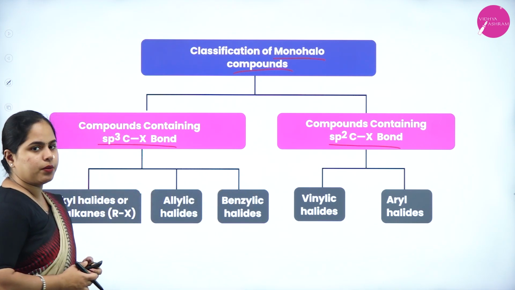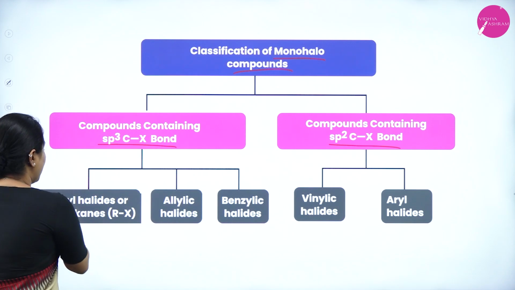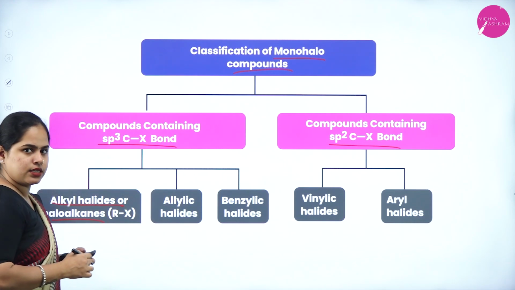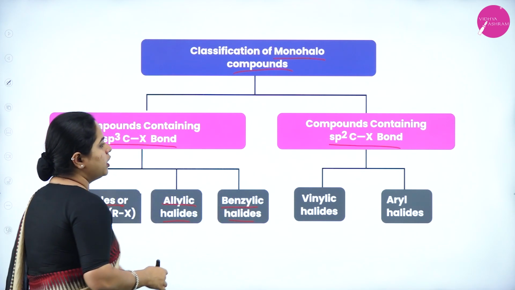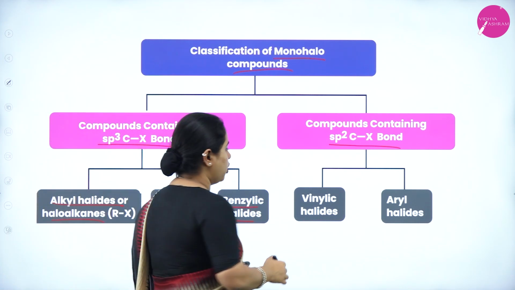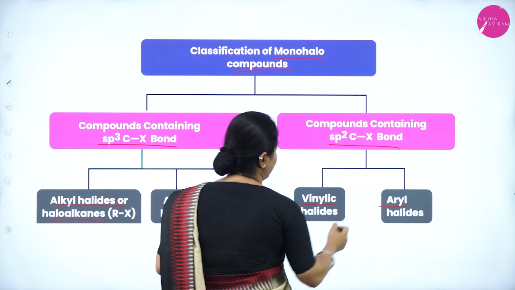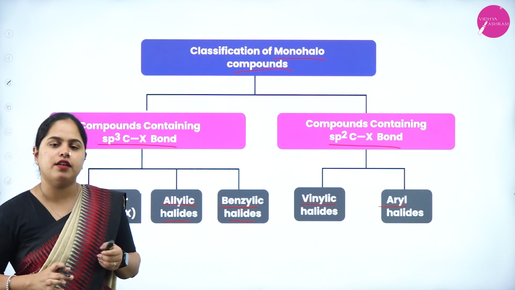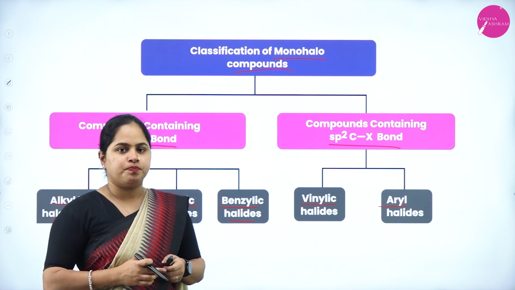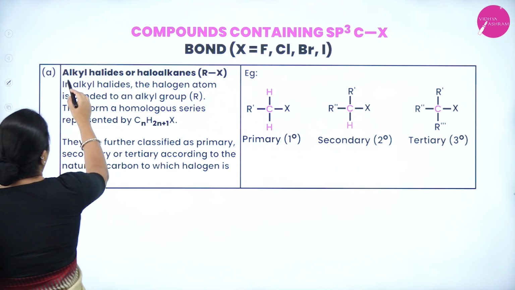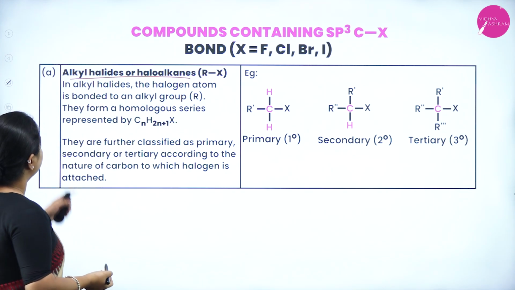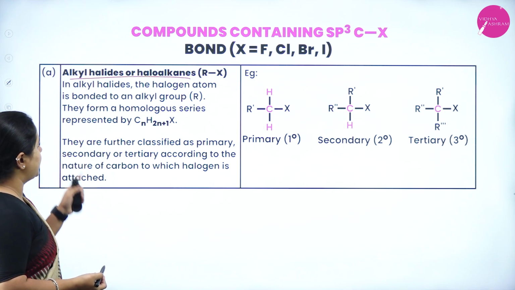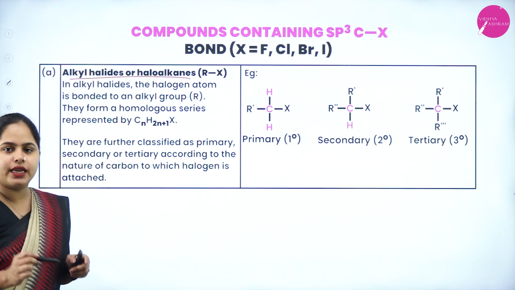Now the sp3 carbon-halogen bond is further divided into alkyl halides or haloalkanes, and then you have allylic halides and benzylic halides. The sp2 carbon-halogen bond is classified into vinylic and aryl halides. Each of them in detail we are going to study now. The first one is alkyl halide or haloalkane. In alkyl halides, the halogen atom is bonded to an alkyl group.